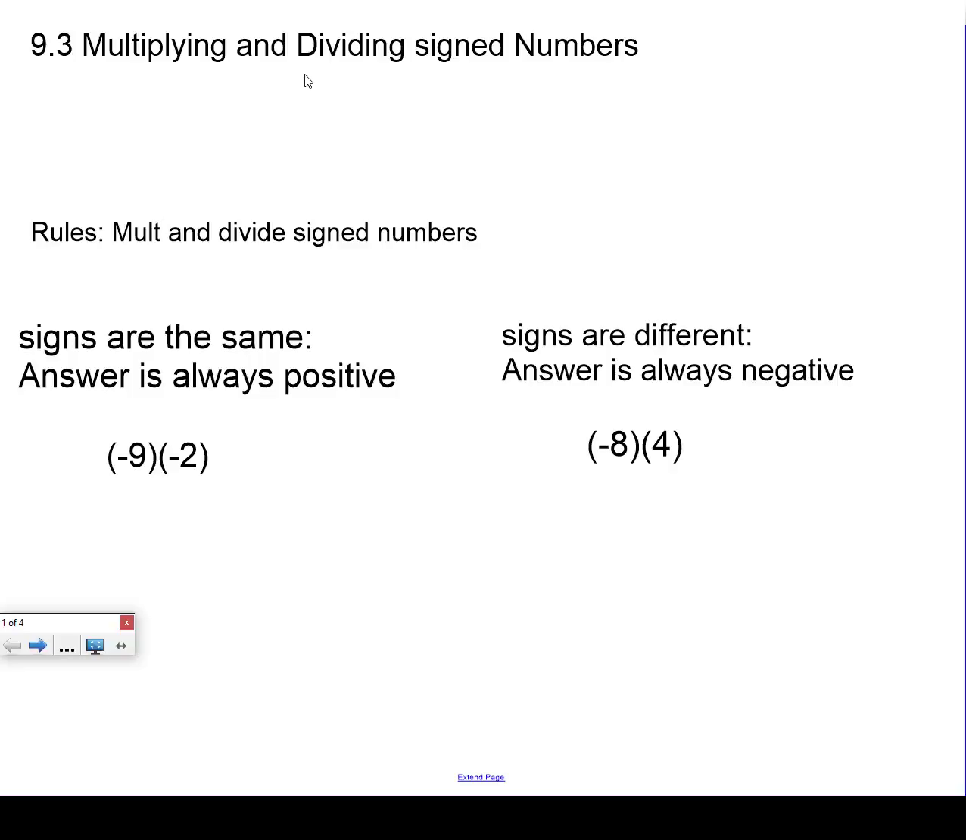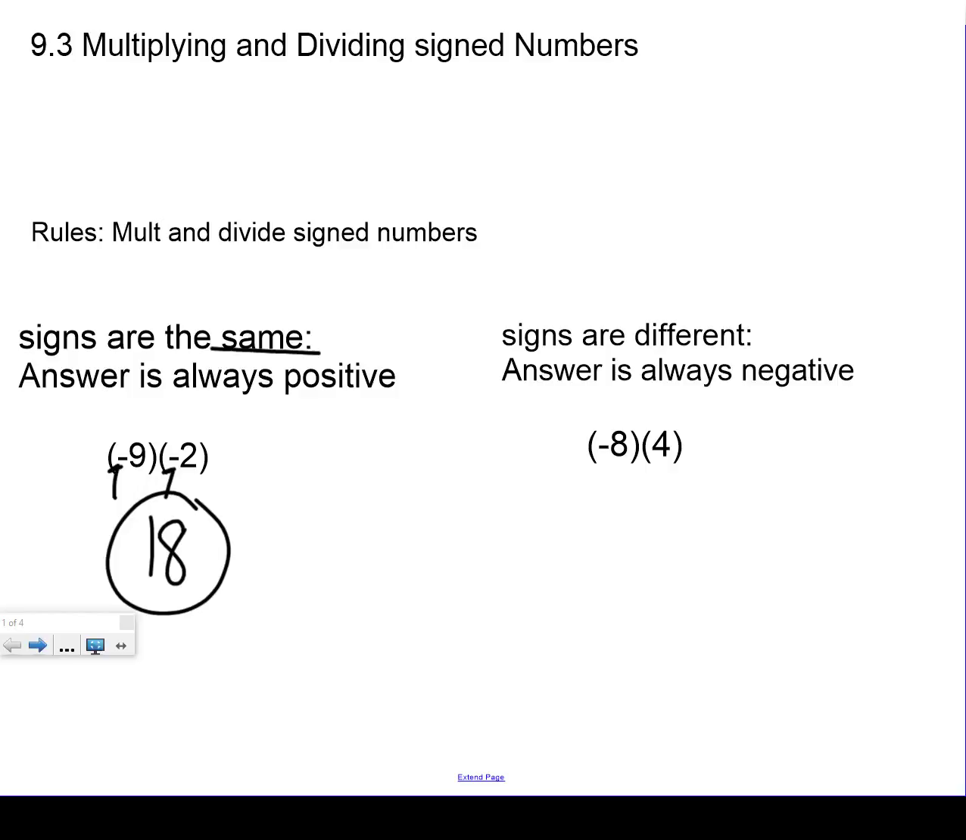And so an example of that would be -9 and -2 multiplied together. Both are negative, signs are the same. So the answer is a positive 18, because 9 times 2 is 18. I have a negative and a negative, meaning the signs are the same, so it makes a positive answer.